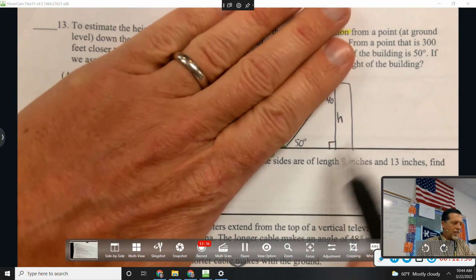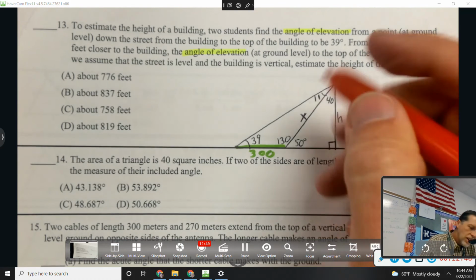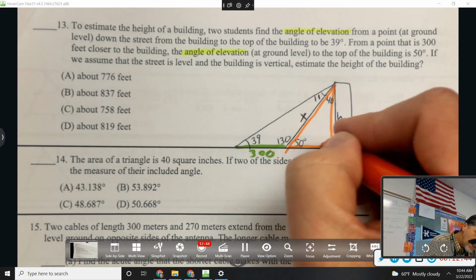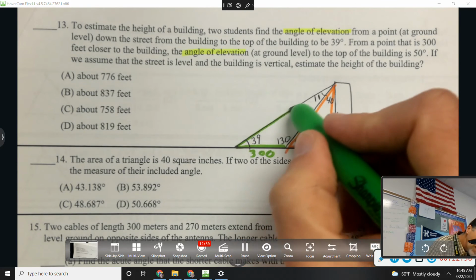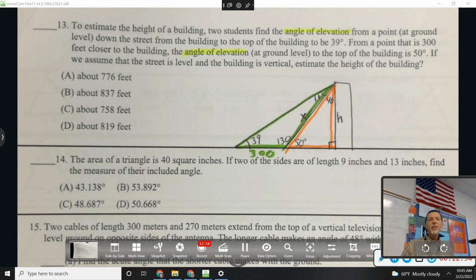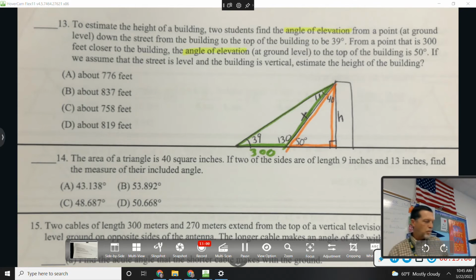Let's use some colors here. We would like to solve the orange triangle because that has h in it. But I can't solve the orange triangle without some extra information. So let's solve the green triangle first. But that side x is in both. So that side x is kind of the side that links them together.